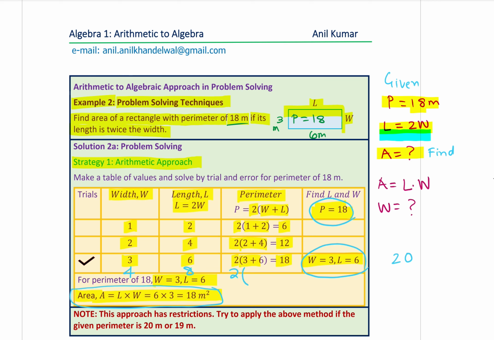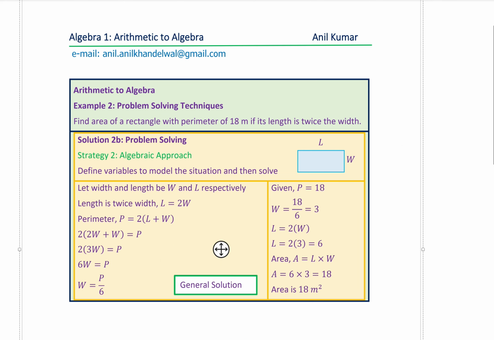It could be very tedious, right? If I give you a number which is 19, it'll be even more difficult. You get the idea. So this approach works. However, it is not a very efficient way of working. So let us now adopt our algebraic approach. So that is going to be the second strategy to solve the same question.